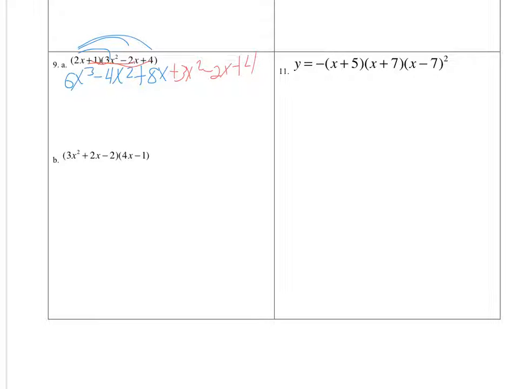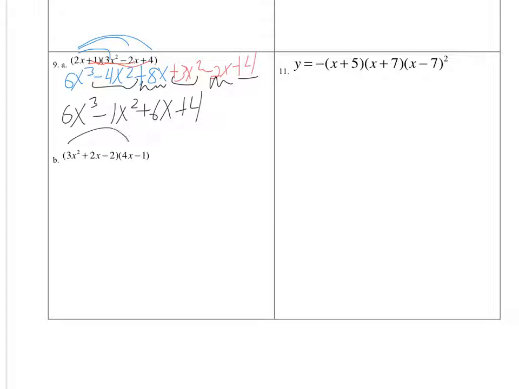I've got to see if I can combine like terms. I've got x squareds that are in play here, and then some x's. So we've got 6x cubed, minus 4 plus 3 is minus 1x squared. Plus 8 minus 2 is plus 6x. And then we get a plus 4 sitting at the end.